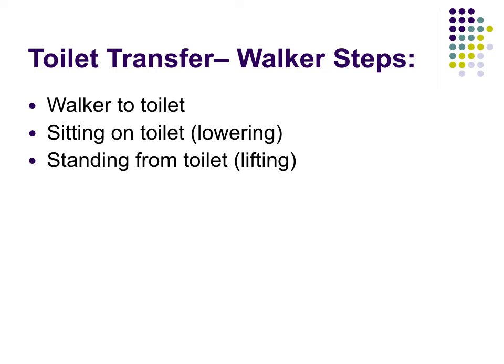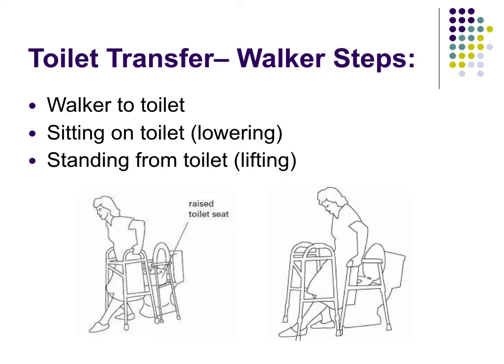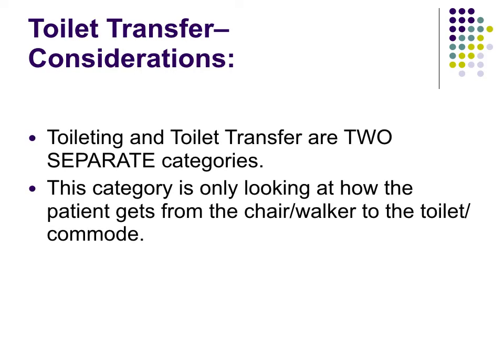Then when you're looking from a walker standpoint, going from the walker to the toilet, sitting on the toilet, and then once again standing from the toilet. Some considerations when looking at the toilet transfer would be that toileting and the toilet transfer are two separate categories. Toileting is the management of clothes before voiding or having a bowel movement, perineal hygiene, and then managing clothing after voiding or having a bowel movement. And toilet transfer is only looking at how the patient gets from the chair or walker to the toilet or commode.